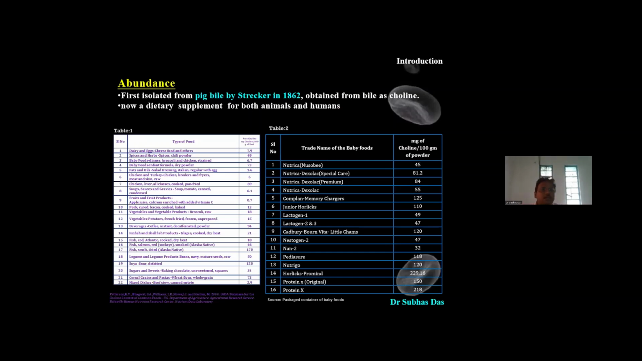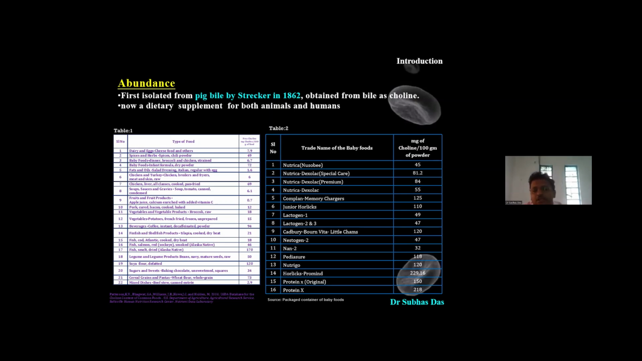So if we consider the abundance in our daily food, you will be highly astonished to see that dairy products, mainly eggs, contain 7.9 gram per 100 gram of food. Likewise, fishes contain very much choline. Fish cod, Atlantic, cooked, dry heat, contains 18 gram per 100 gram of food, and 170 in fish smelt, dried Alaska native fish. Mainly marine fish contain heavier choline content.